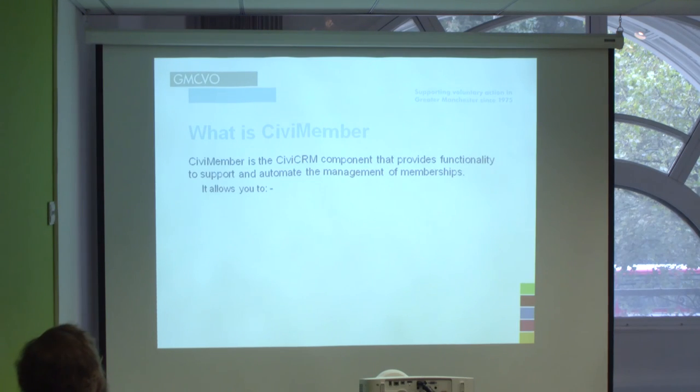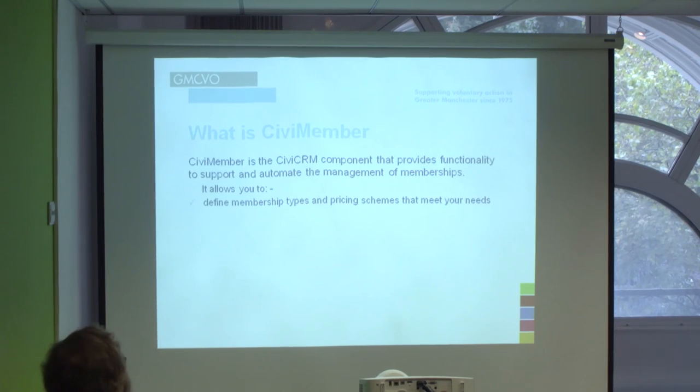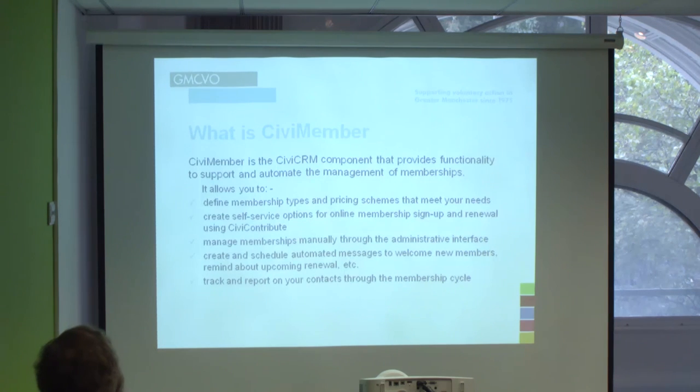It's the CiviCRM component that provides functionality to support and automate the management of memberships. So you know what CiviCRM is. It's actually a core part of the software which you can enable out of the box. So what does that do? It allows you to define membership types and pricing schemes that meet your needs. Create self-service options for people to sign up for membership and renew. Manage memberships manually through the administrative interface. Create and schedule automated messages to welcome new members and remind them about their upcoming renewals. Track and report on the contacts through the membership cycle and potentially provide additional website permissions or privileges for people who have a live membership.